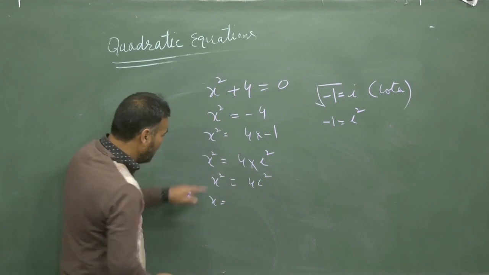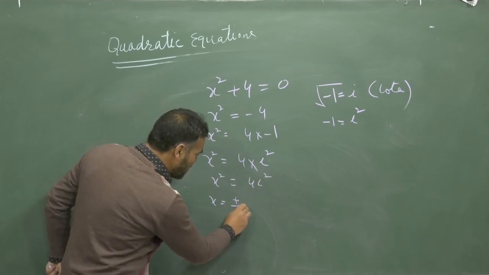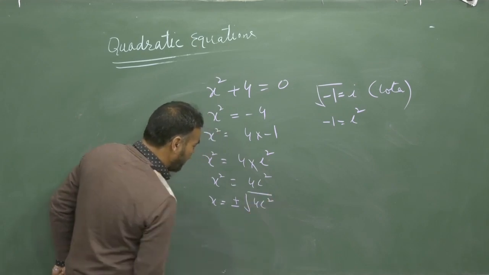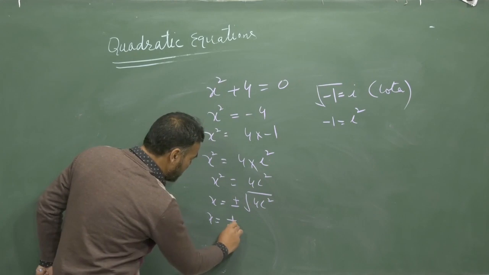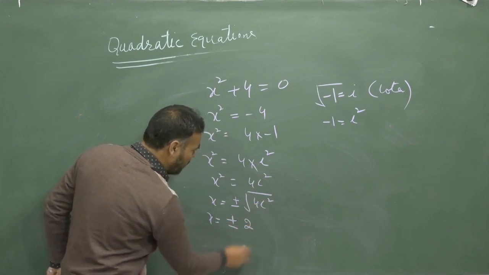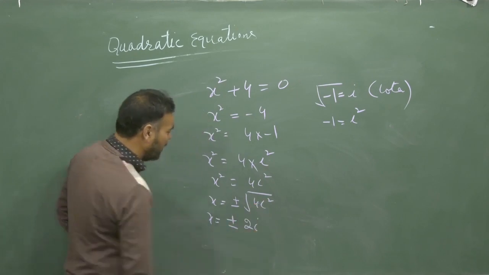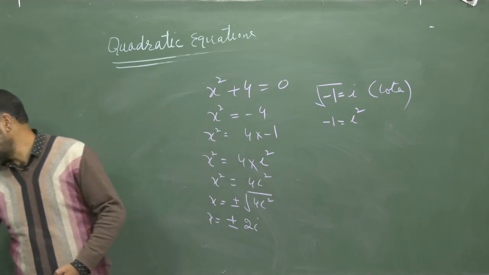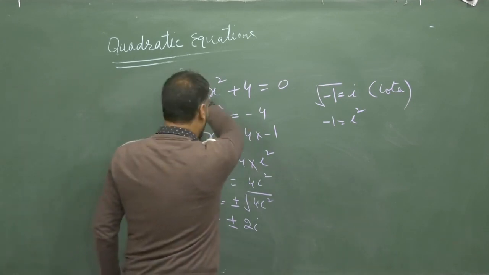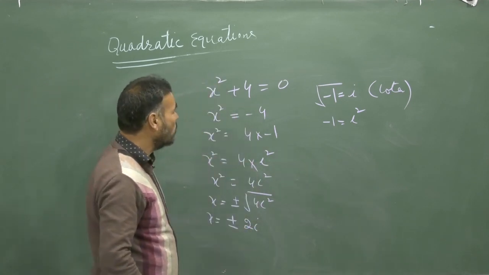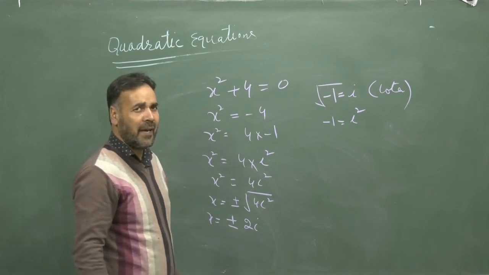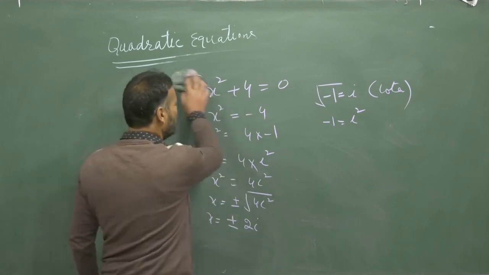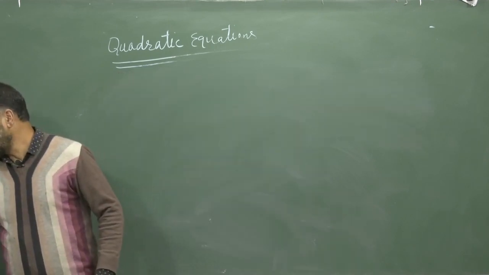X is equal to, squaring, so you can take positive and negative, square root of 4 iota square. X will be equal to plus minus square root of 4 will be 2, iota square will be iota. So x has got two roots here, plus 2 iota and minus 2 iota. So this plus 2 iota and minus 2 iota, these are the two roots of a complex quadratic polynomial having complex roots.